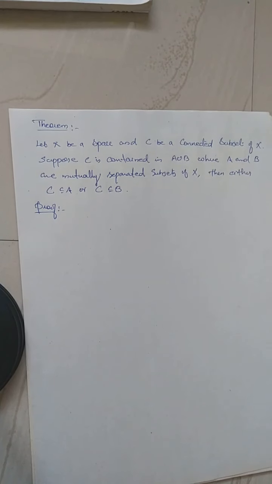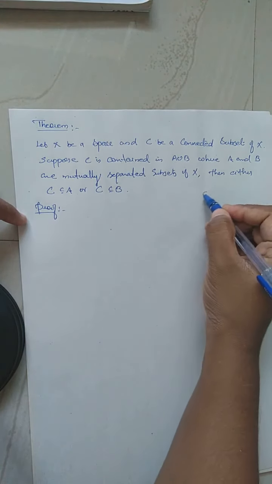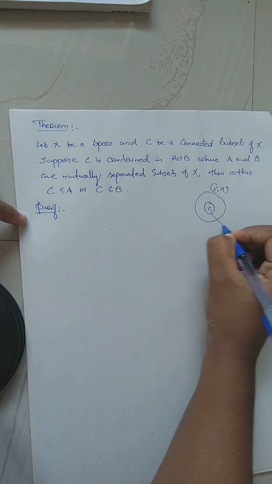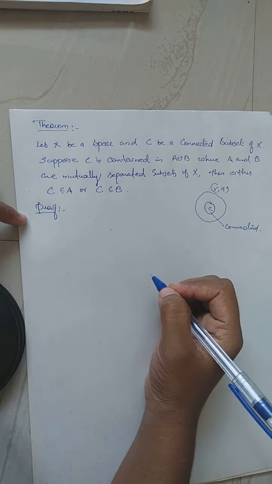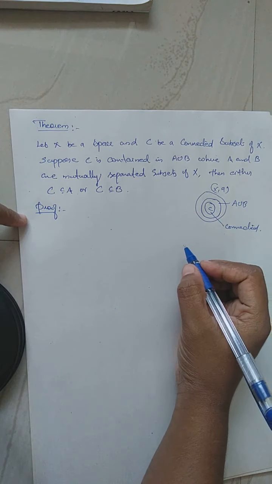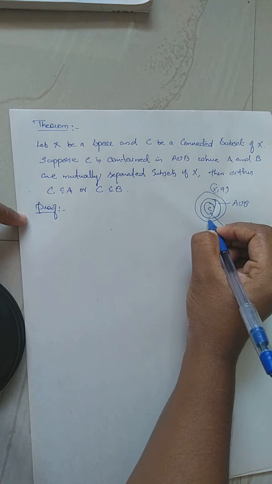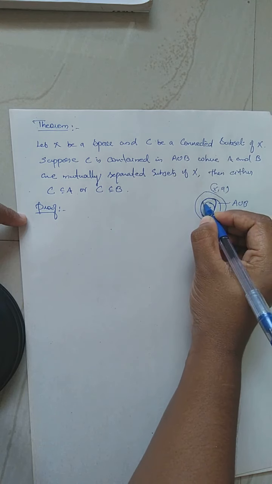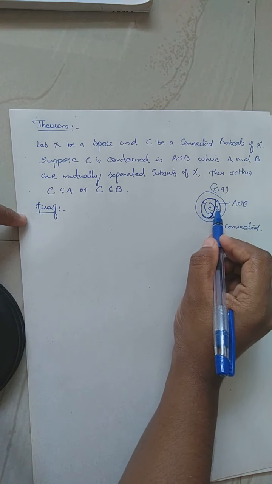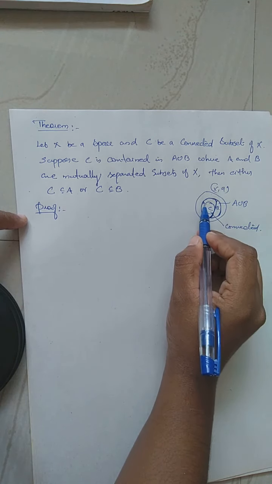Okay. Now we will prove a theorem. The theorem says: suppose X is a topological space and C is a connected subset of X. Suppose C is contained in A union B, where A and B are, suppose like this, this is A and this is B. Suppose C is contained in A union B and A and B are mutually separated subsets. Then either C must be contained in A or C must be contained in B.